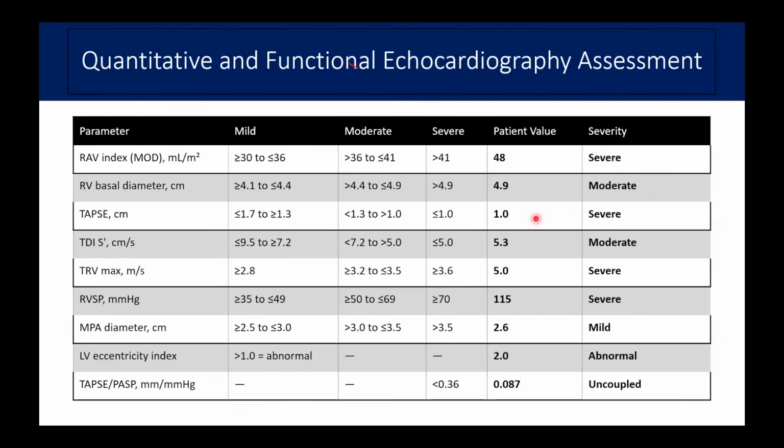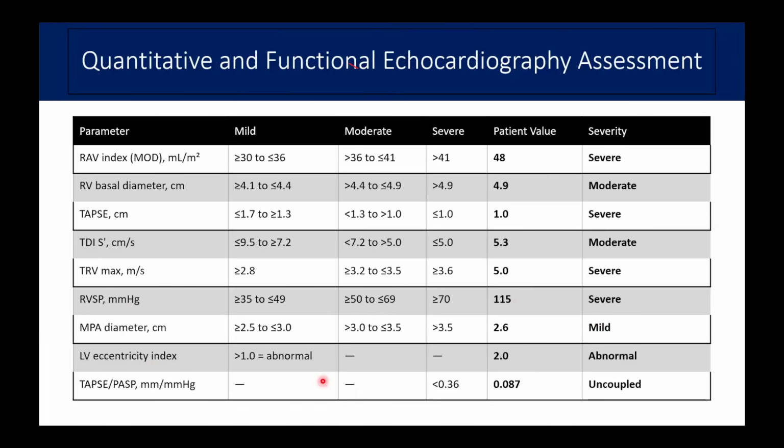The TAPSE was 1, so that was severe. His TDI S prime was 5.3 in the moderate range, but his TR Vmax was 5, which was severe. And from there, we can calculate the RVSP, and his came out to 115 millimeters of mercury, so very high. And his mean pulmonary artery diameter was 2.6 in the mild range.